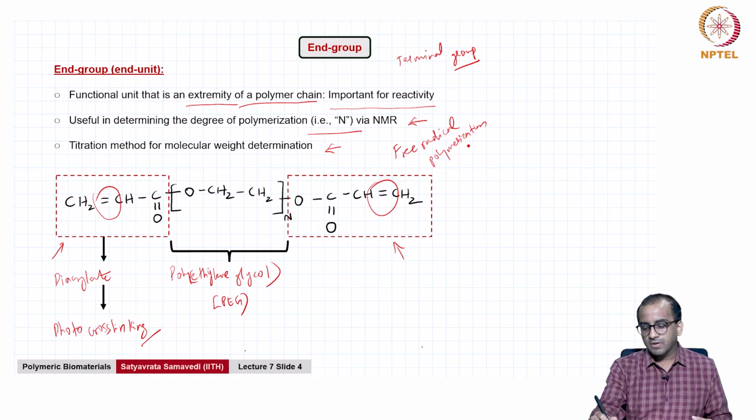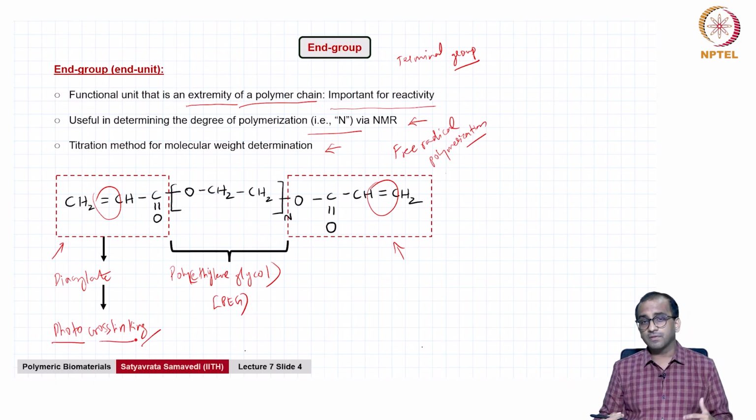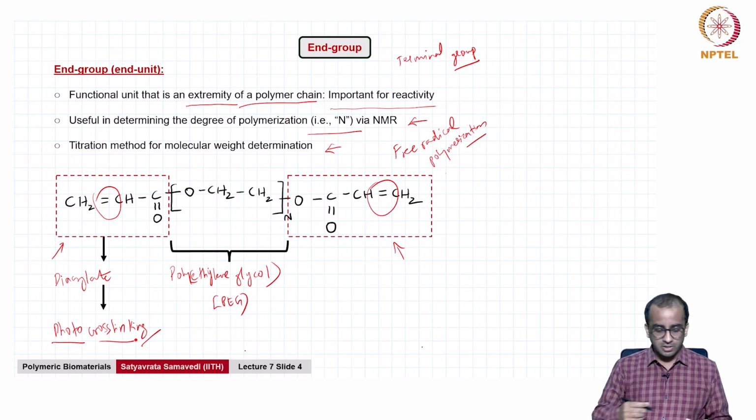Which can then help form a cross-link network. That is why it is called photo cross-linking, because the trigger for that is light. You have a photoinitiator and you shine UV light of a specific wavelength, then the reaction begins, which is called a free radical polymerization reaction, and that leads to a cross-link network.